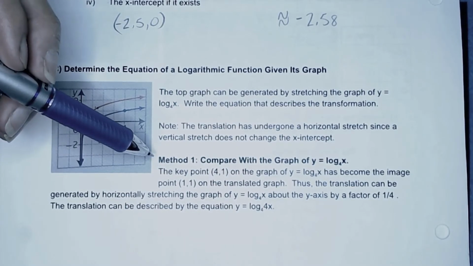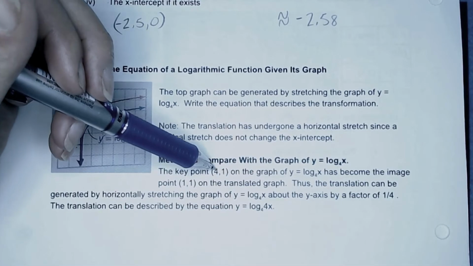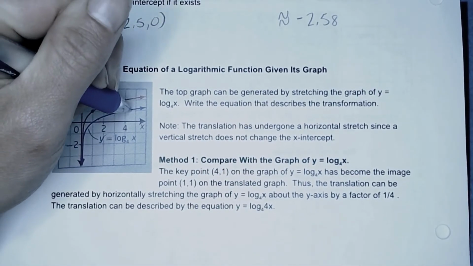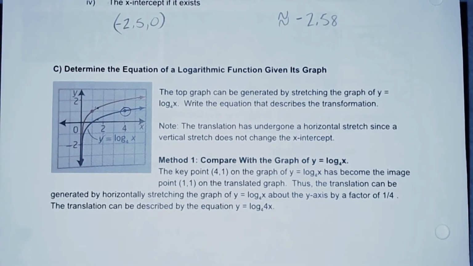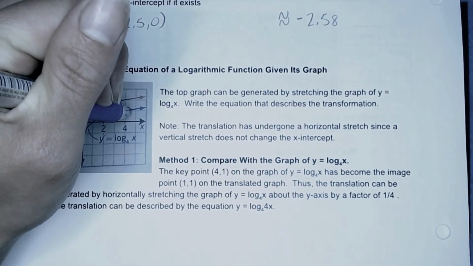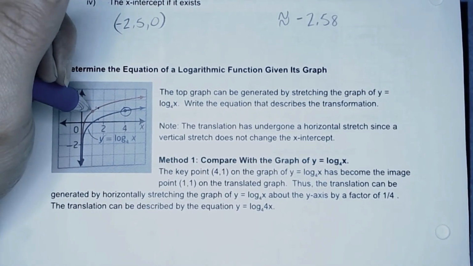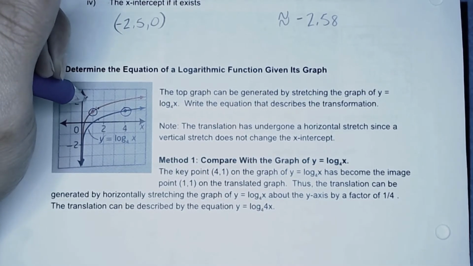So method 1, compare the graph of y equals log 4x. So the key point for 1 on the graph, that's this one right here. We want to see how far has it moved. So in the original graph, we have a point at 4, 1, and in the transform graph, we have our point at 1, 1.